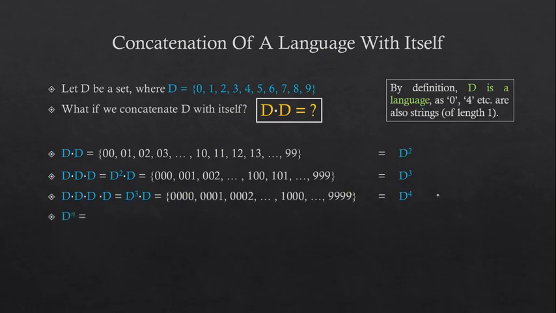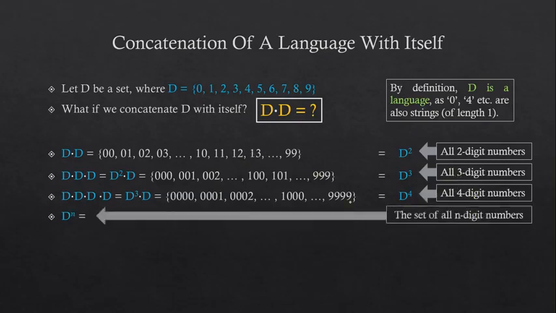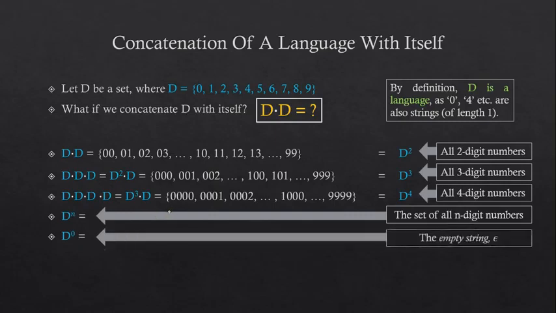Now look at the first three examples. D2 is basically all 2-digit numbers. D3 and D4 are all 3-digit numbers and all 4-digit numbers. So D to the power n is just going to be the set of all n-digit numbers. So what do you think is going to be D to the power 0? If you had guessed the empty string, then you were correct.